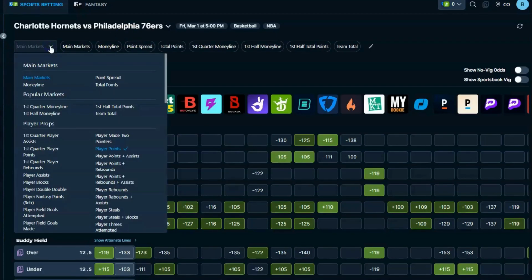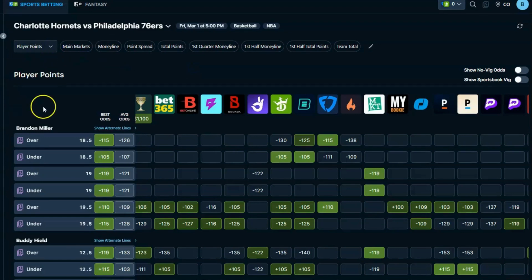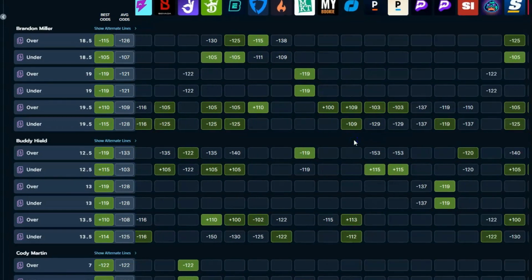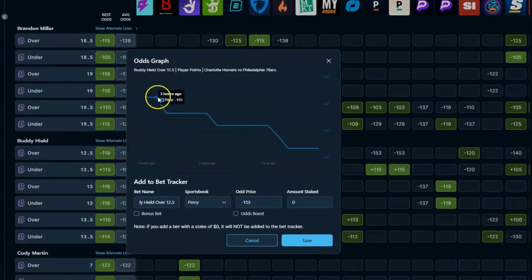All right, guys, next up, Hornets, Sixers, player points. Again, here's the markets. Drop down, see them all. There's player points. And what I like here is Buddy Hield over 12.5. Now, let me explain why. So here we are, 12.5 at minus 119 is best price. This is a Jock market. That's one of the DFS sites that you're putting together several parlays. Look at this. Pinnacle, holy shit, minus 153, skyrocket. Wow, I mean they've just been climbing from minus 115. Something's crazy there, right? That is crazy.